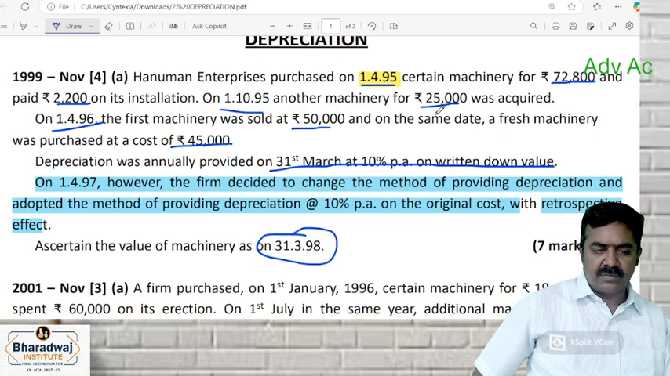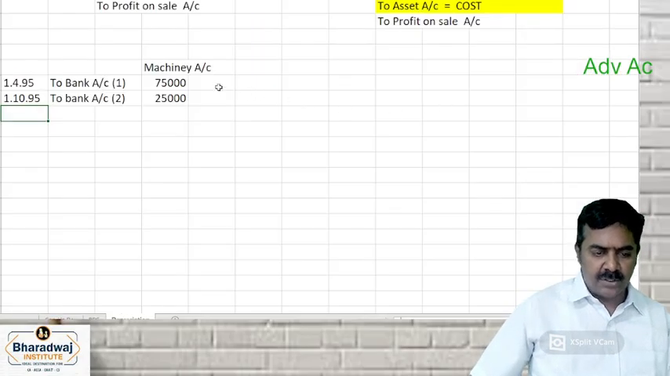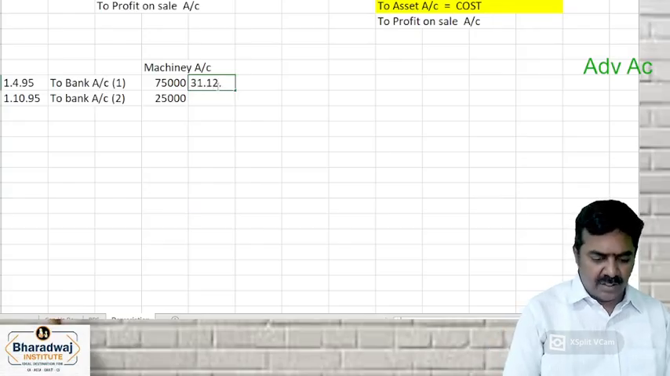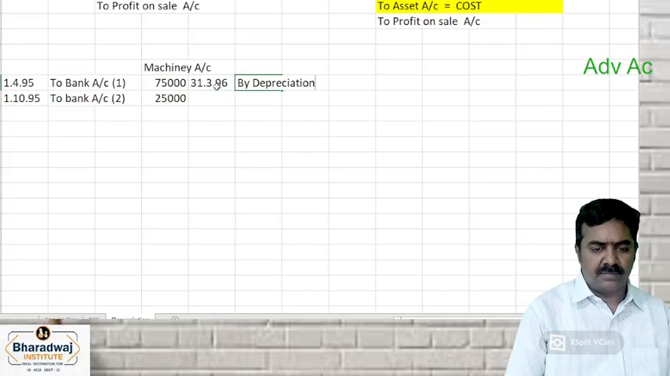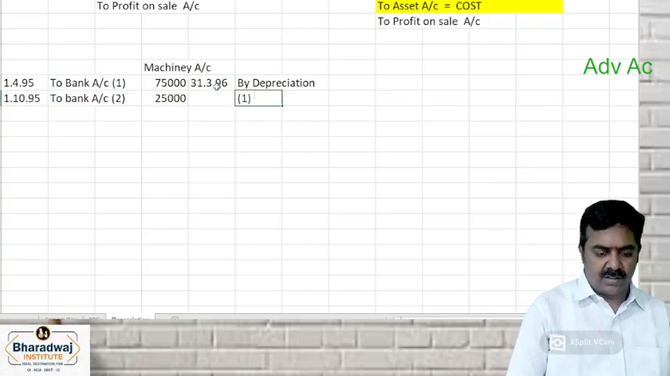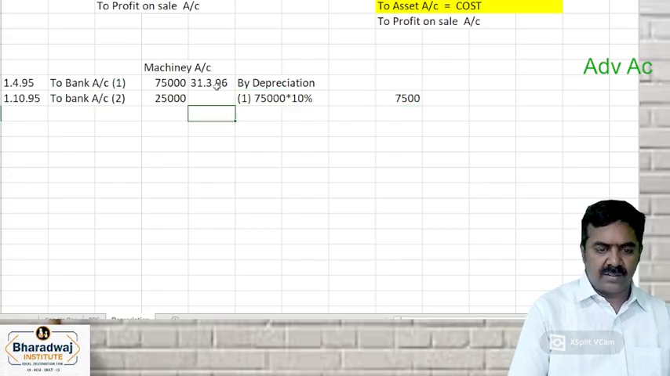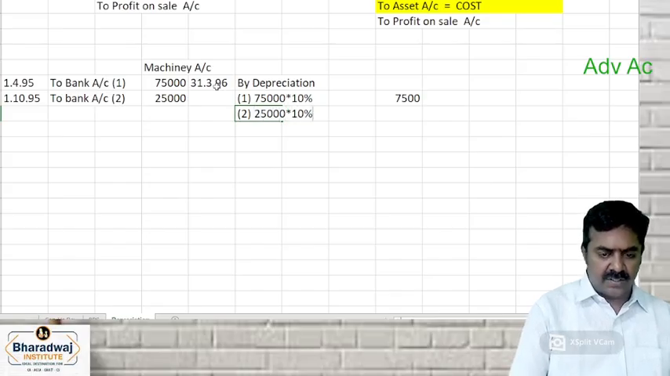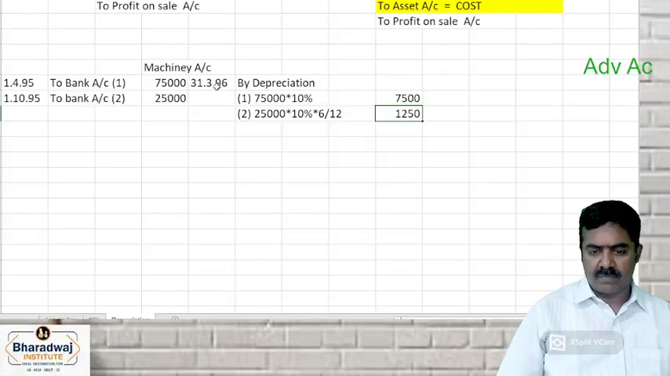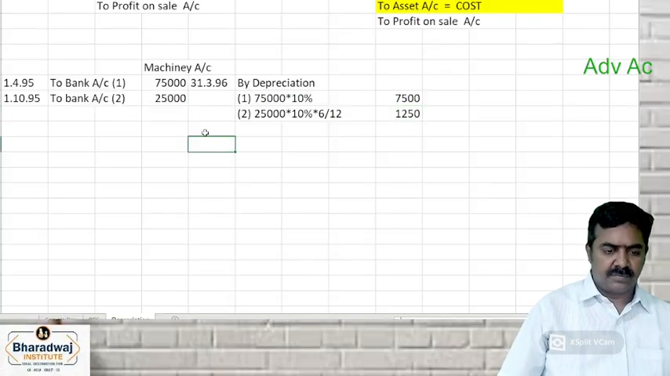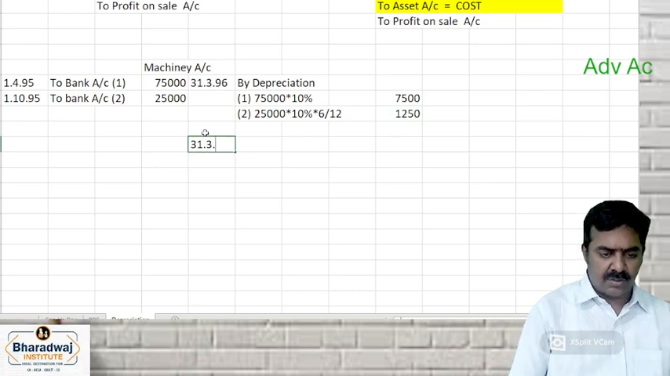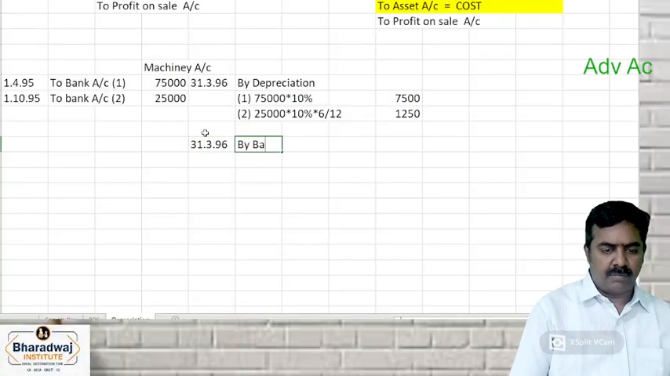Next, what are we doing? Depreciation for 31,396, debit to depreciation. First asset, 75,000 into 10% for the whole year, 7,500. Second asset, 25,000 into 10% for how many months? October to March, how many months? 6 months. If you tally, 31st March 96, by balance carried down.